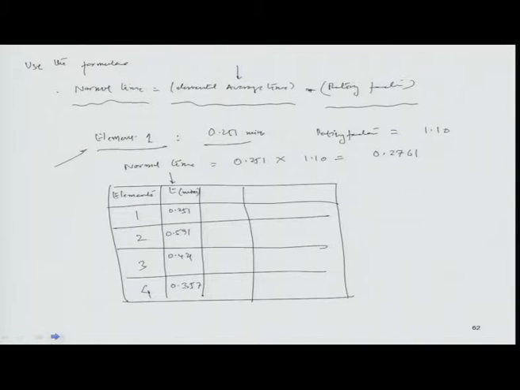The rating factor is assigned, so the RF is assigned to be 110% for the operator working on the first task element. Okay, and let us say 1.15 here, 1.10 here, and 1.05 here. Okay, so now there can be 2 issues.